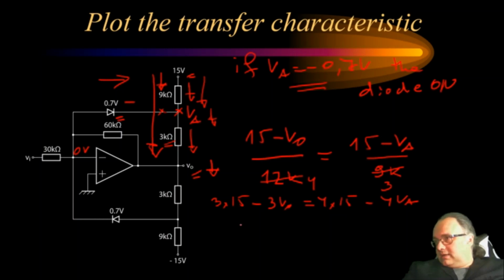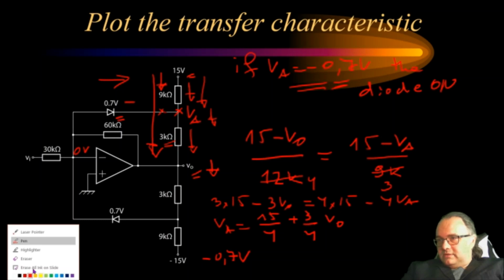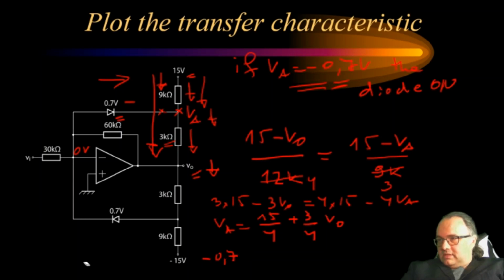And then I can write that VA is equal to 15 fourths plus 3/4 of V out, right? And now I'll substitute this with 0.7. So when VA becomes 0.7 volts, or just 0.7, let's not make mistakes.